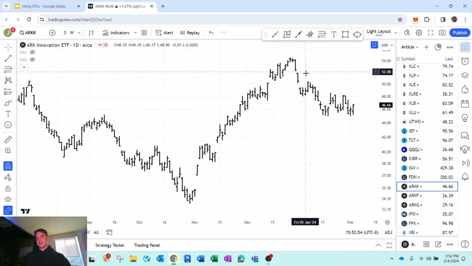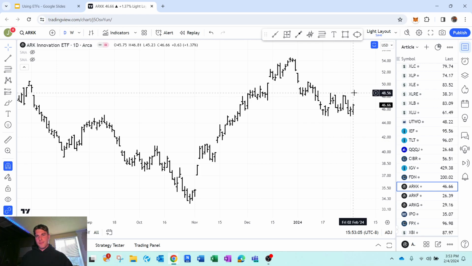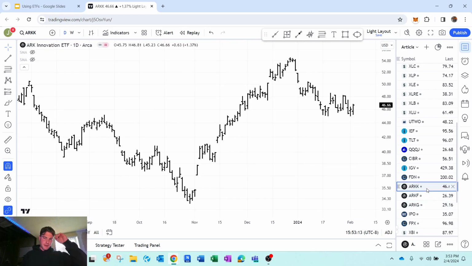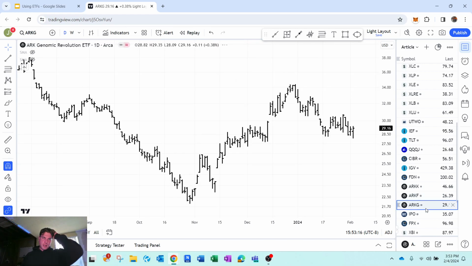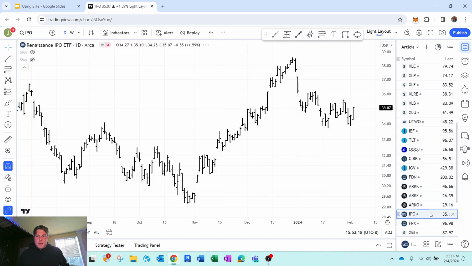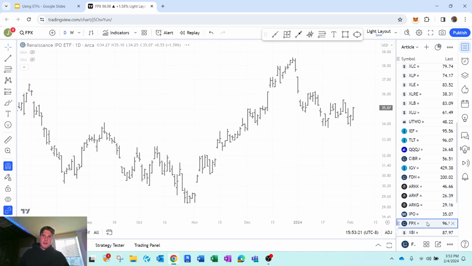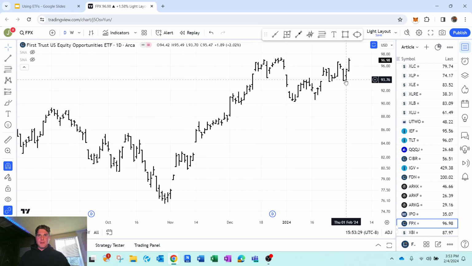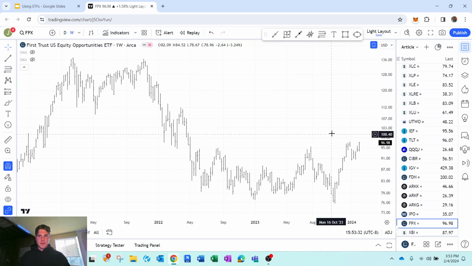So since XLK is making new all-time highs, but you're seeing ARK isn't, you're going to underperform that large cap tech ETF, and you need to be willing to change your thesis and get into the names that are going up. And then here's just a couple different ones. ARK is the innovation, ARKF is the fintech, and then ARKG is the genomic. Here's the IPO fund, looks a lot like ARK. FPX is a little bit more diversified IPO, and it's getting closer to making a new cycle high, but very far off those all-time highs.